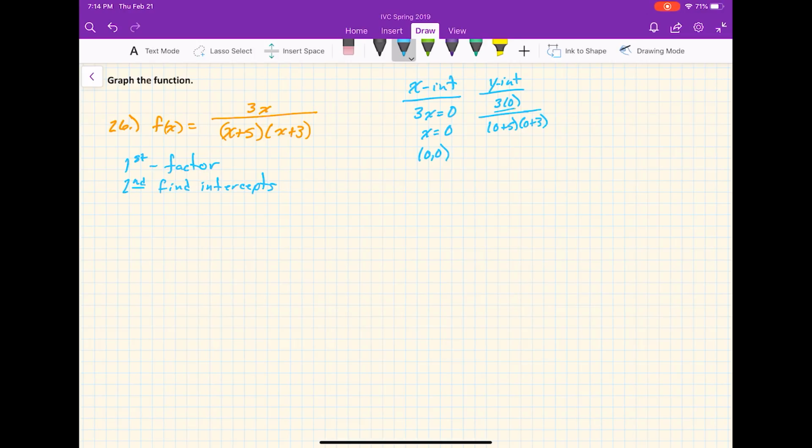So anyway, 3 times 0 is 0. So the top is going to be equal to 0, so this whole thing is going to be equal to 0. So again, we have a y-intercept of (0, 0). You input 0, you get 0.